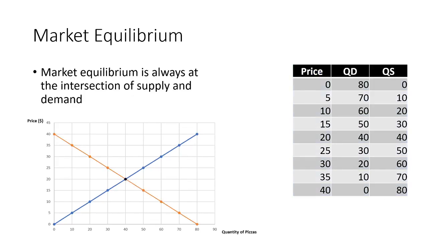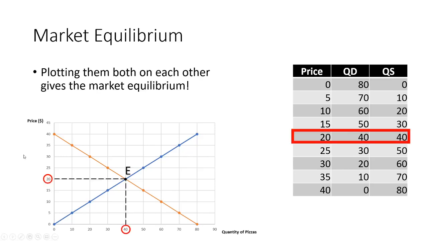Here's our graph of the market for pizza. We've got our demand sloping downward, our supply sloping upward, and the point where they intersect is our equilibrium. Okay? Equilibrium is always at the intersection of supply and demand. We can highlight the equilibrium a little bit better, and we'll see here that the price is $20. And at that price, we have a quantity supplied and a quantity demanded of 40.